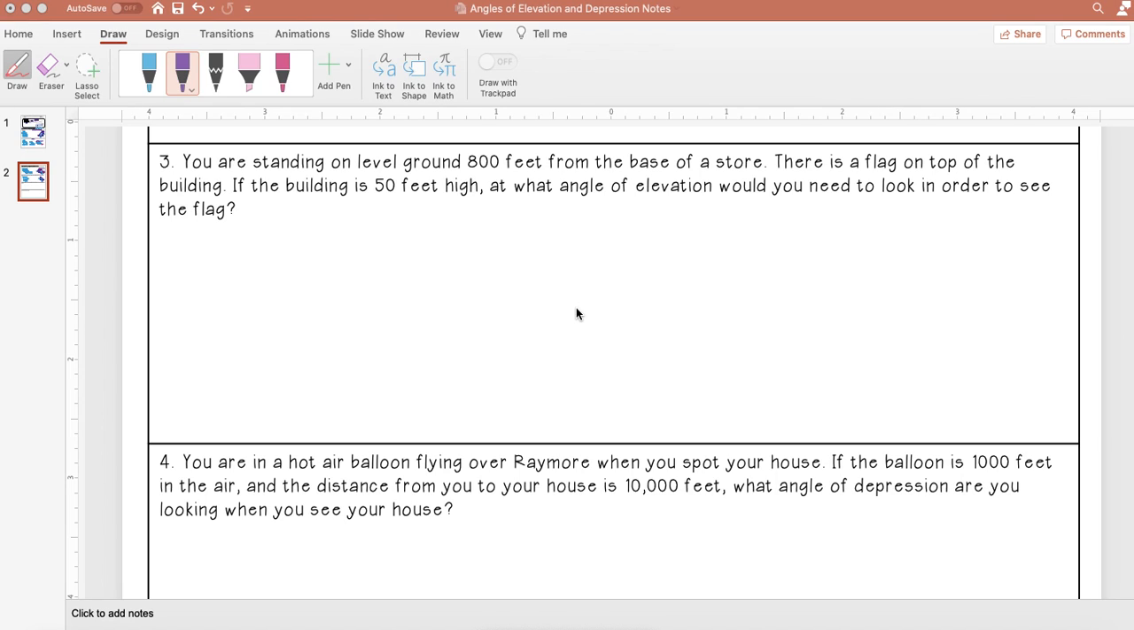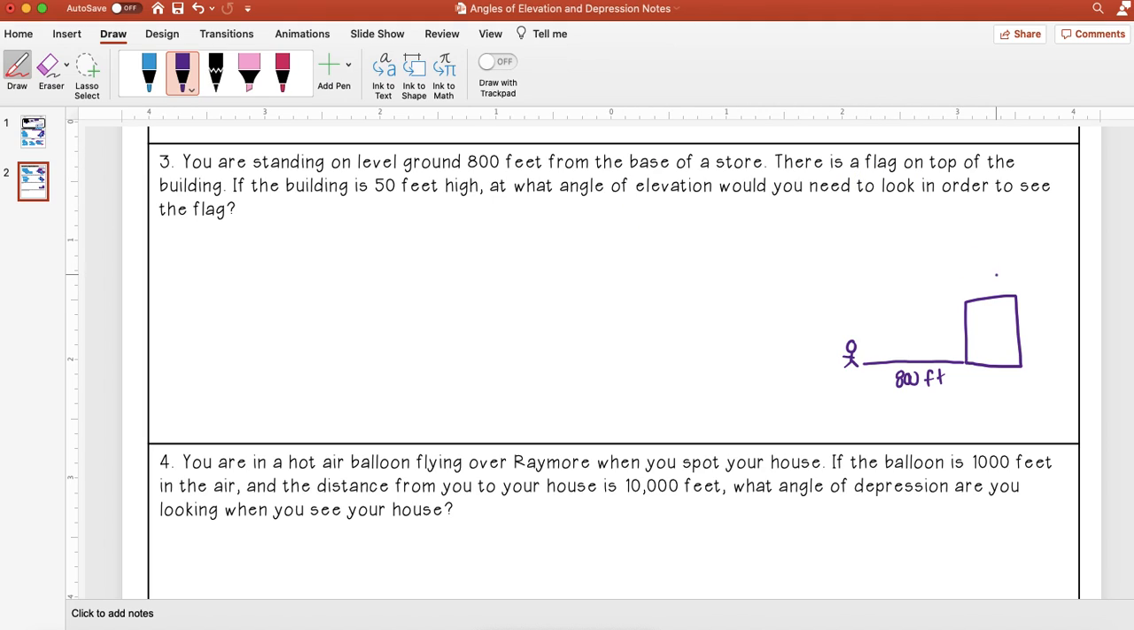Now we're going to look at some examples where we actually want to find the angle of elevation or angle of depression. So looking at this first one, it says you are standing on level ground 800 feet from the base of the store. So I want to go ahead and just draw that. So I have my store here and standing over here, and I'm 800 feet away.